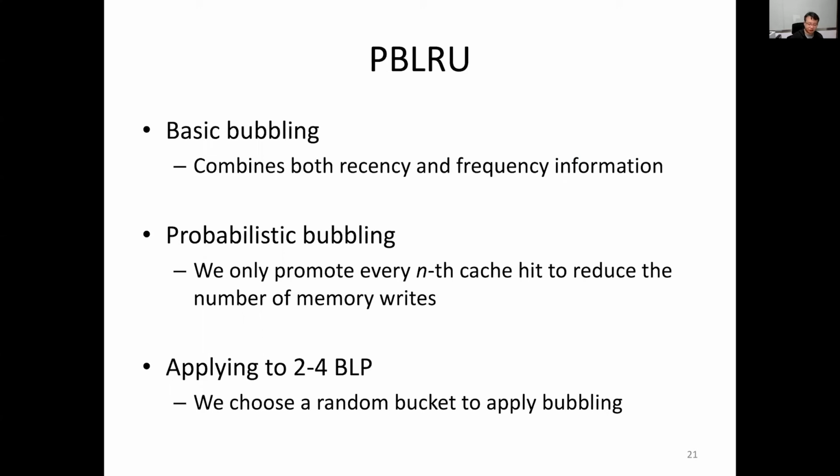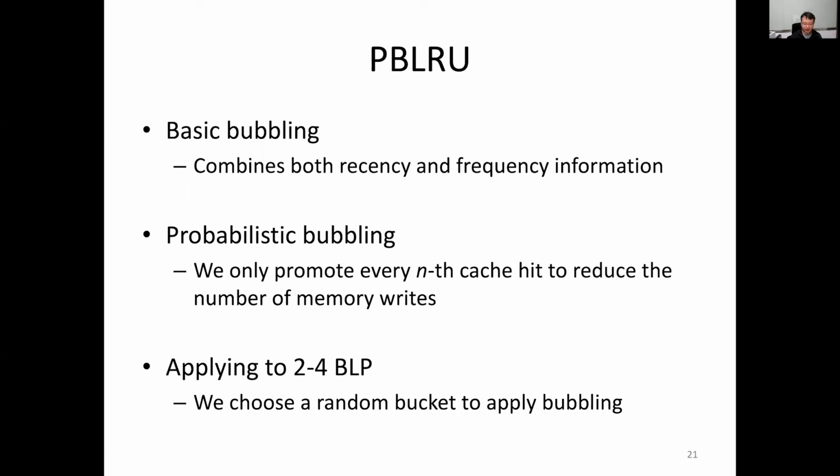To solve this issue, we use a technique called probabilistic bubbling, which simply means we only promote a key on every nth cache hit to reduce the number of memory writes. So intuitively, this won't hurt the accuracy, because for more frequently accessed keys, it will still get a chance to be promoted.